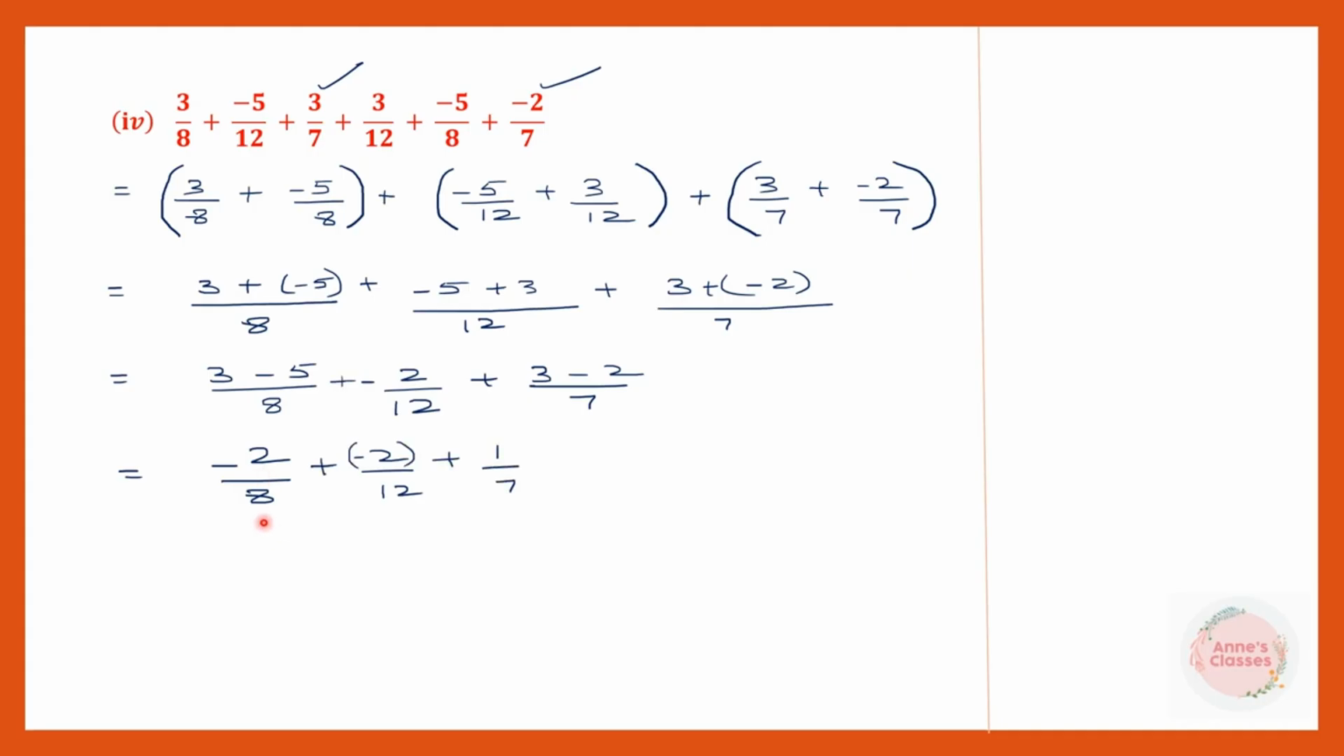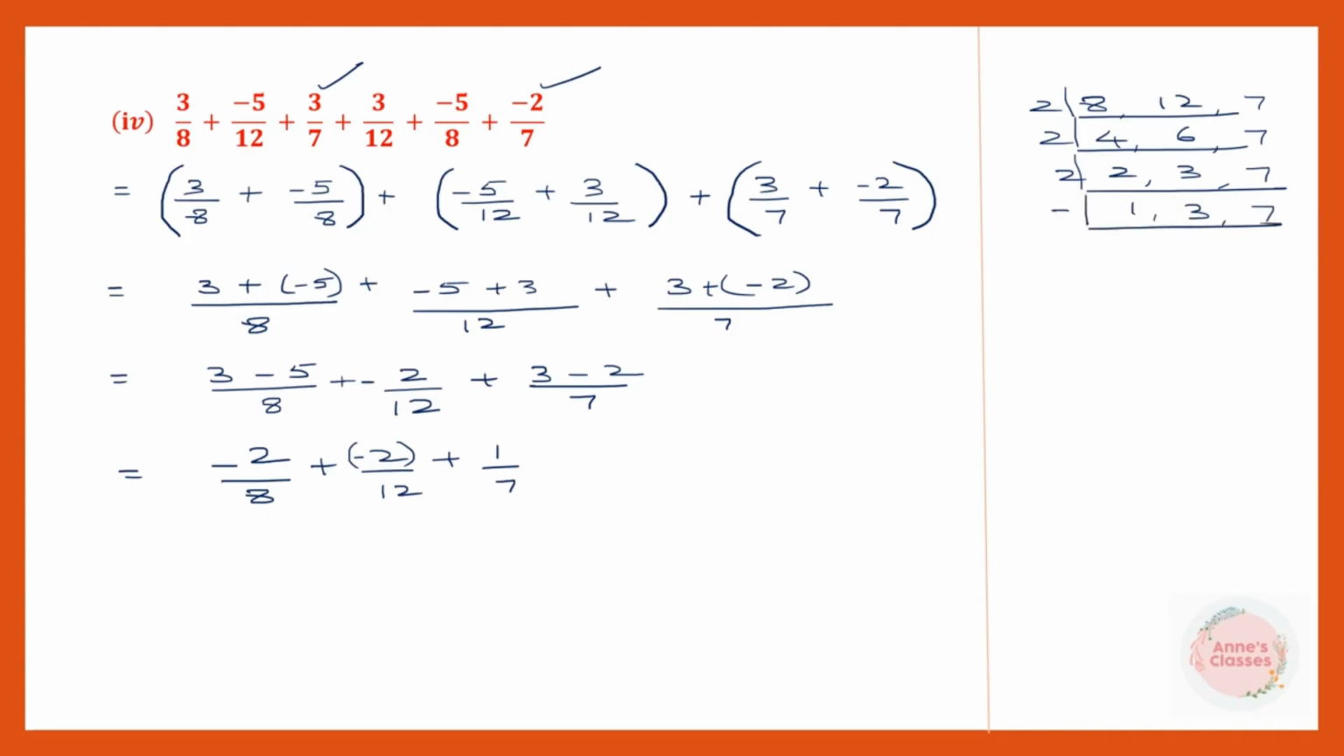So now as you can see, the denominators are all different. So we have to find the LCM of these denominators. So let's do that. 8, 12 and 7. Let's begin with 2. 2 4s are 8, 2 6s are 12. We bring down 7. Continue with 2 again. 2 2s are 4, 2 3s are 6. Bring down 7. Again we're going to use 2, 1. Bring down 3 and 7.